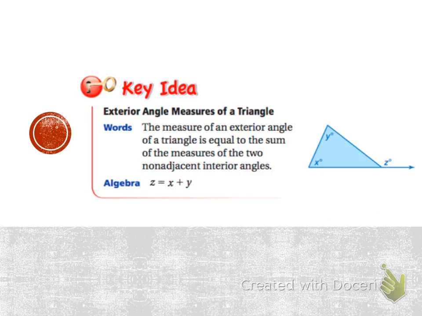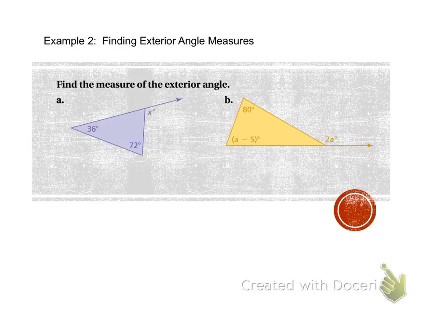So our key idea here is the exterior angle measurements of a triangle. Now, if you're going to be measuring the exterior angle of a triangle, it is equal to the sum of the measures of the two non-adjacent interior angles. So our exterior here, which is represented by z, is if you add x and y together, you're going to get what z is equal to.